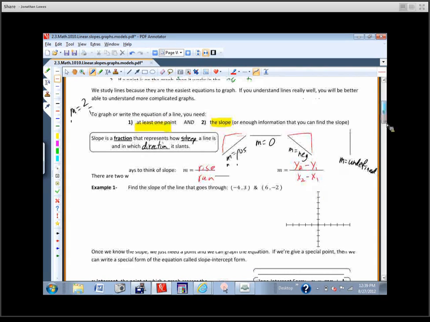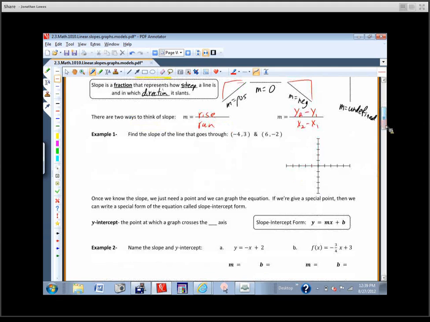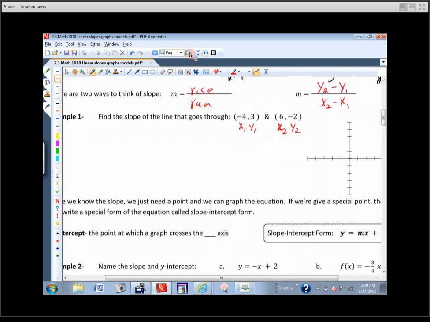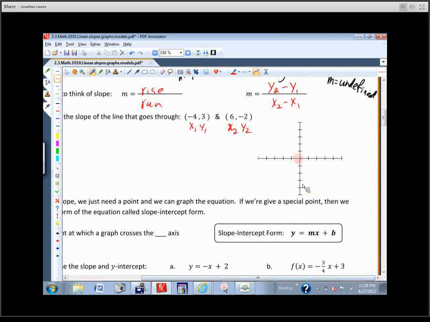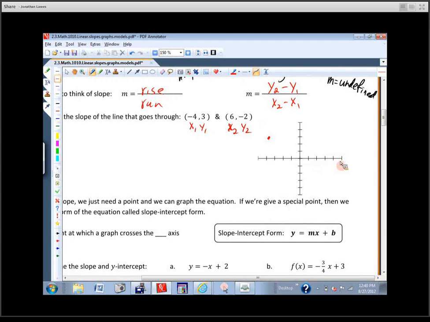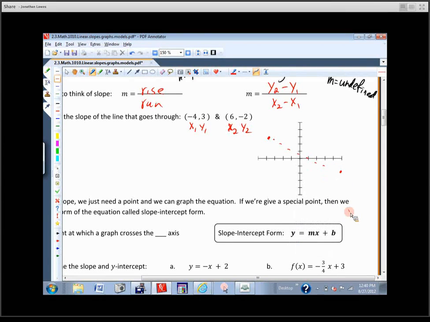So let's take a look at the next example. It says, find the slope of the line that goes through these 2 points right here. So I'm going to call this one x1, y1, and this one x2, y2. I'm actually going to go ahead and plot those points. So I've got -4, 3, so we're right here, and I've got 6, -2, we're right here. And we're talking about the line that connects the two of those. So we want to know that slope.